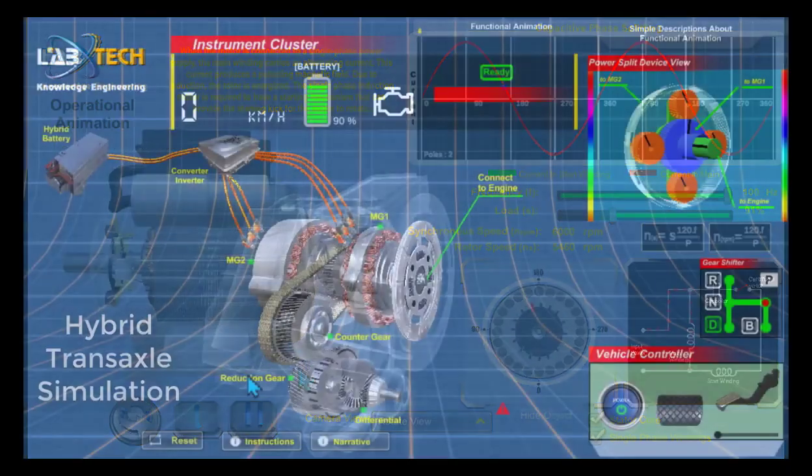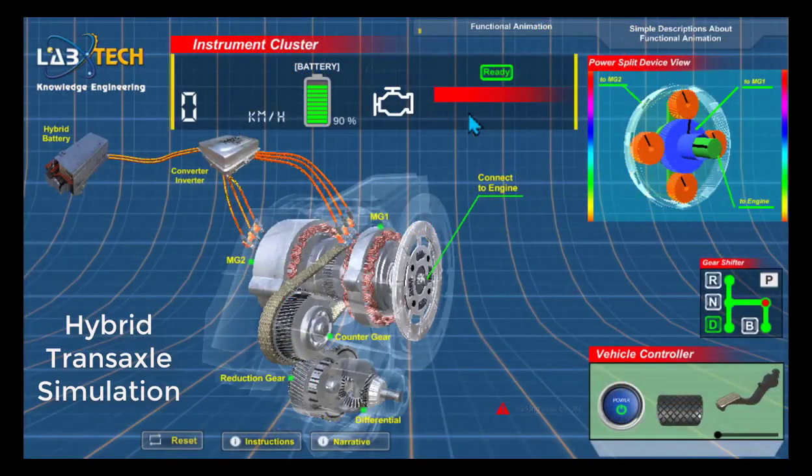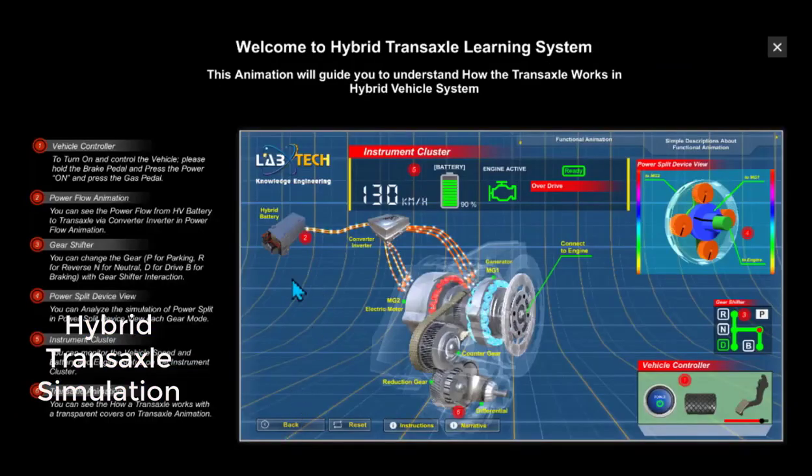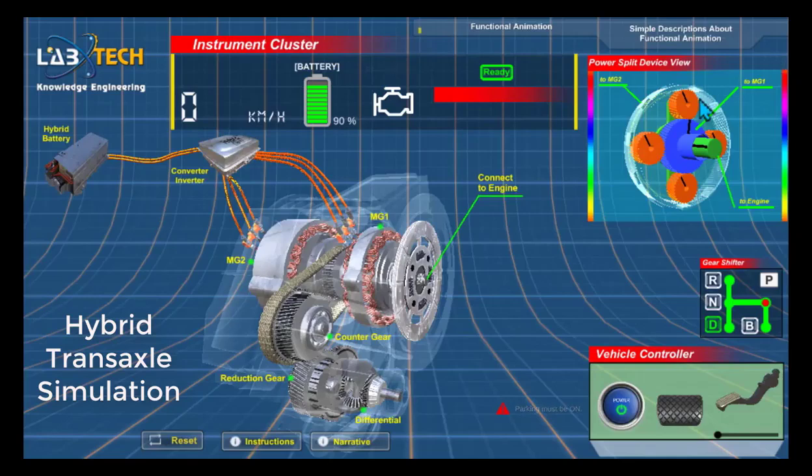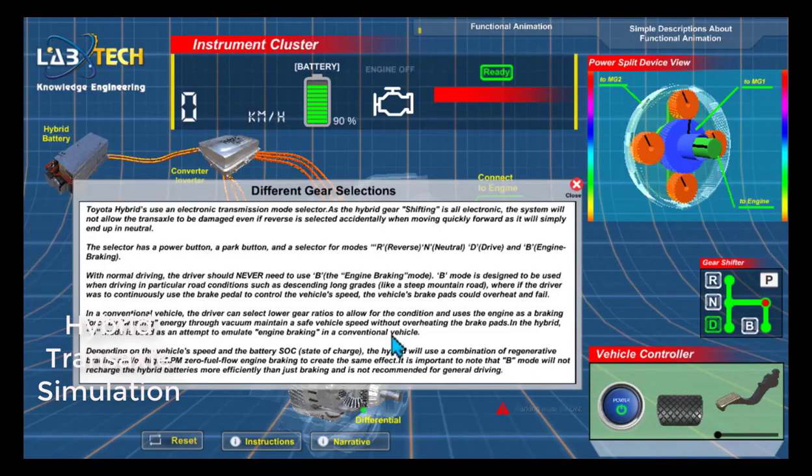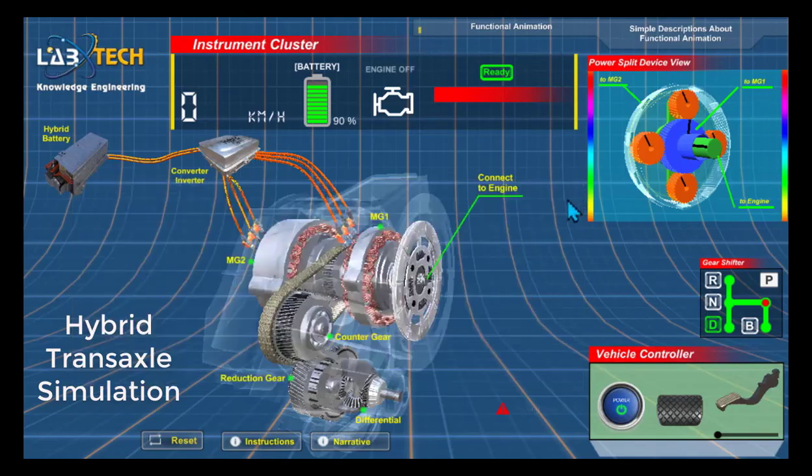This one is from our hybrid series, which is one of our newer parts of the series, which shows the hybrid transaxle simulation. And here we are able to look at the narrative. We also have instructions on here. And then we have the controls of the brake pedal and the start button, and also to shift the unit and the accelerator pedal, which will control it. And so we can animate this.